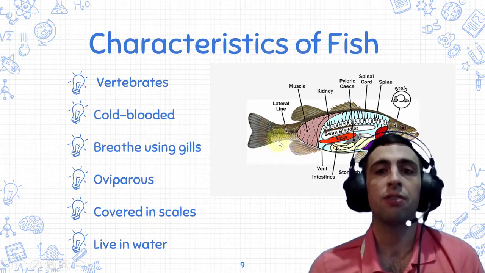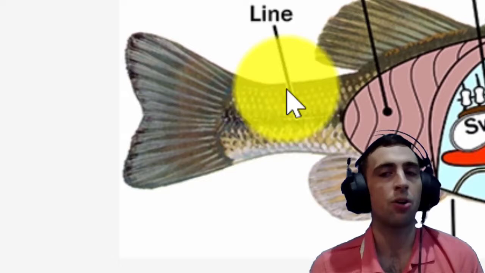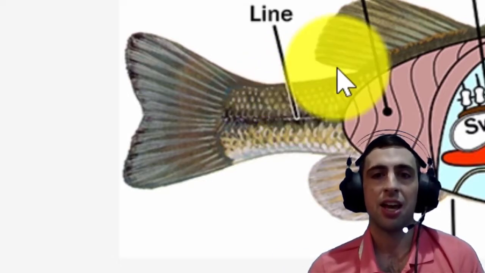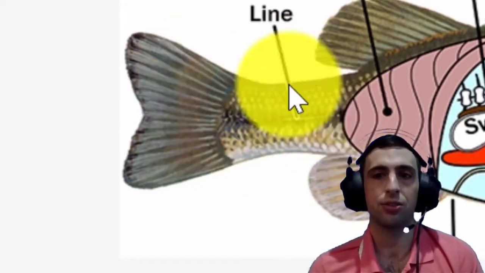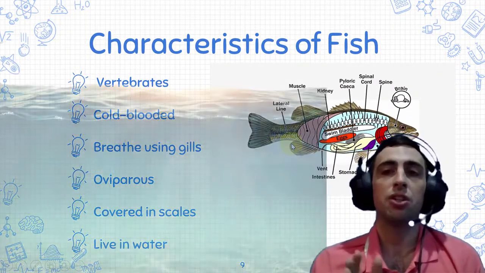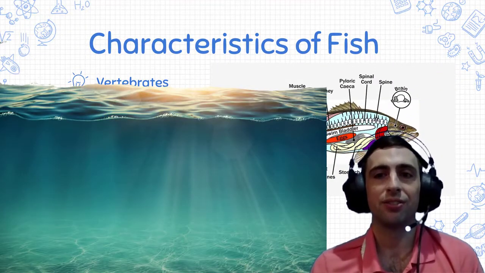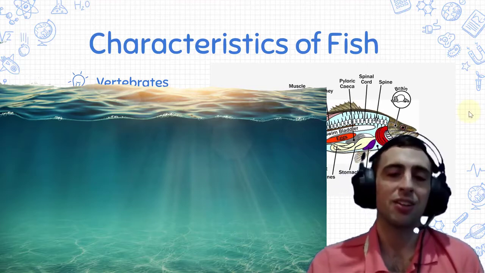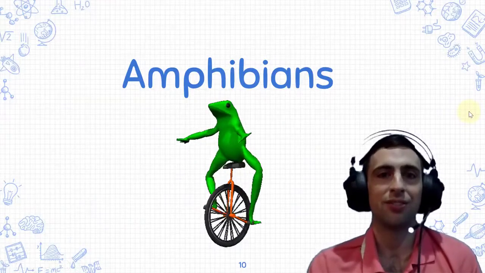Fish are covered in scales. Look, they don't have hair. They have scales. Fish live in water. Fish, that's another kind of vertebrate.